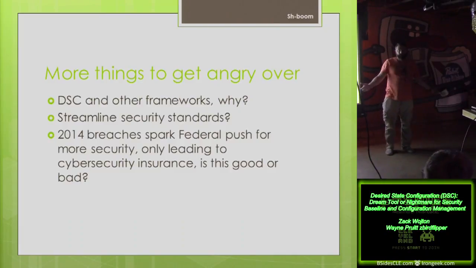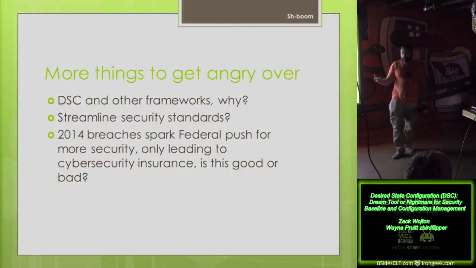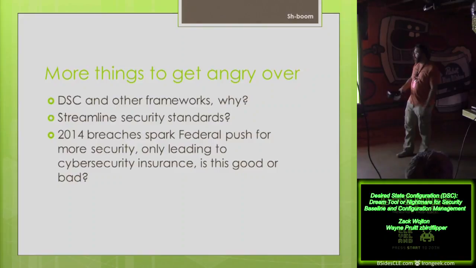You can streamline them. Oh, I already do that through group policy and this and that. Okay, yeah, whatever. DSC will help you.